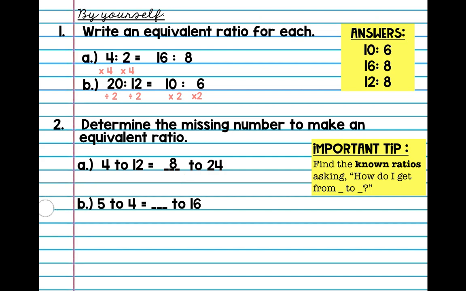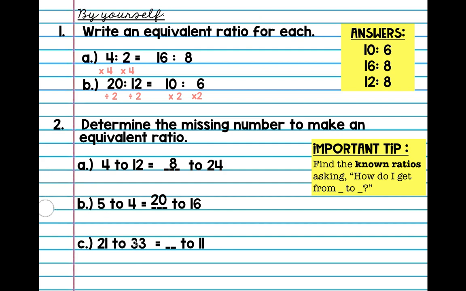And that's how you find the missing number. Okay, so pause the video, go ahead and try this one by yourself. Okay, so 4 and 16 are my known ratios. How do I get from 4 to 16? Multiply both by 4. So 5 times 4 equals 20. Pretty simple, right? So this one's tricky. Try this one on your own.